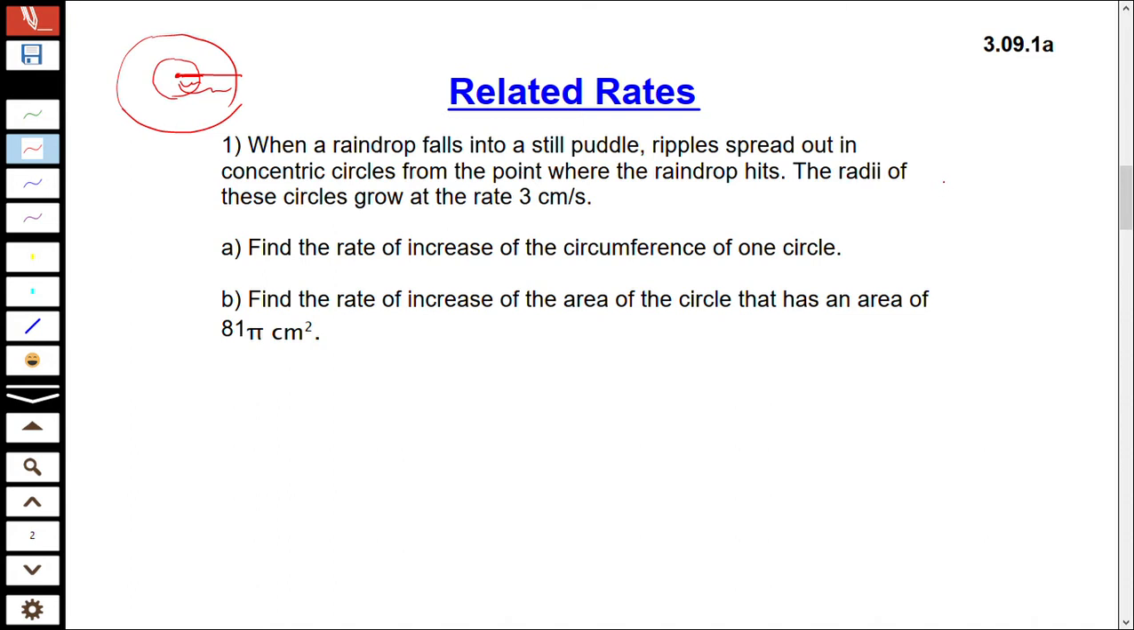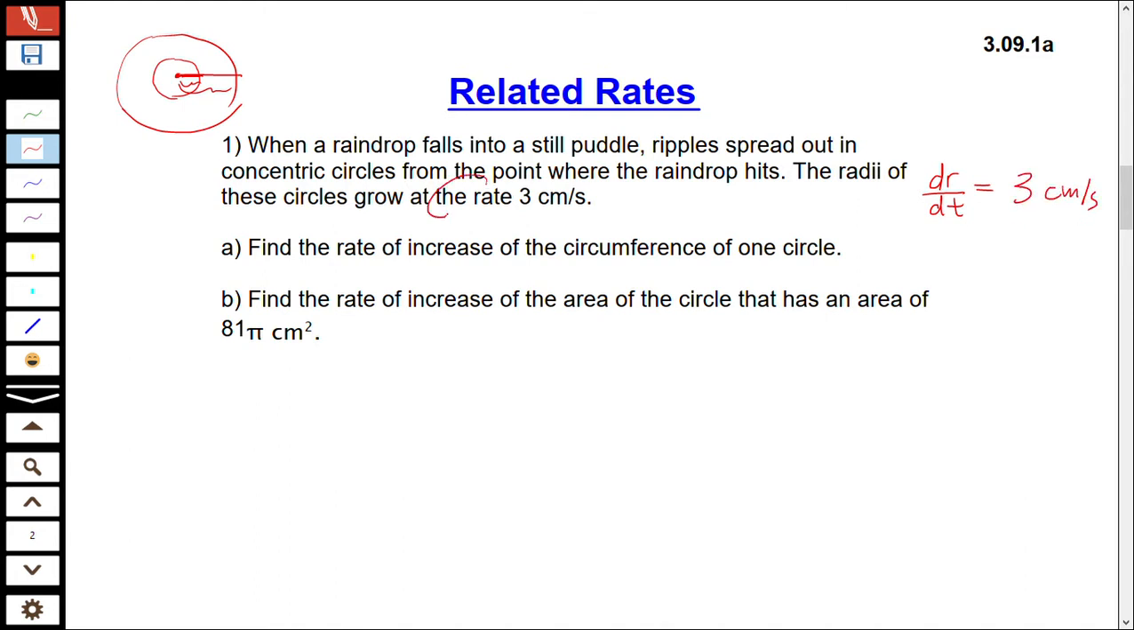So this means that if I have dr over dt, I'm picking this because we have our radius that's growing per time. And I always look at the units to help me determine what goes at the top and what goes at the bottom. Centimeters is from the radius and seconds is for the time. So the radius goes at the top and the time goes at the bottom. So dr over dt, that's going to be my rate.